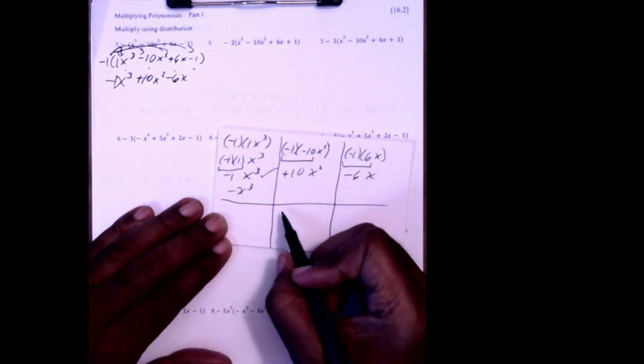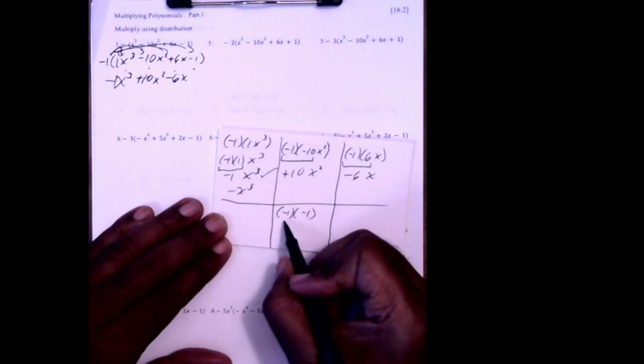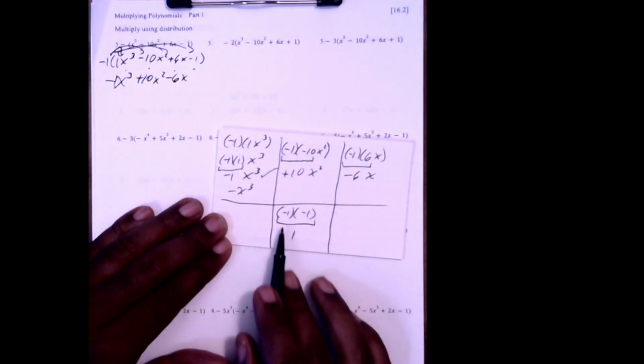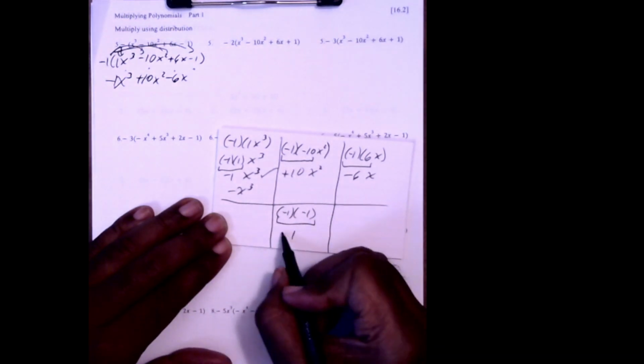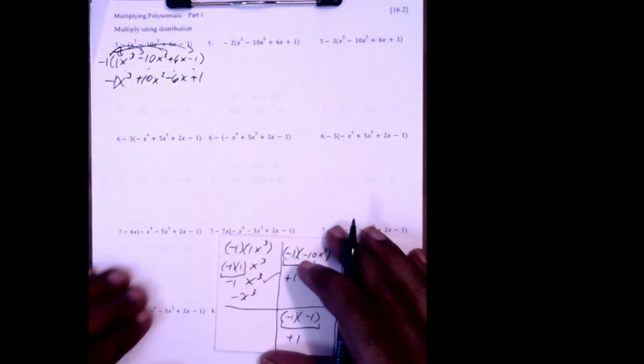Okay, and finally, at the end, you're going to have a negative 1 multiplied with a negative 1. 1 times 1 is 1, and when you multiply by 2 negatives, you'll have a positive. So this will be a positive 1. Okay, and we're done. Okay, let's go to the next one.